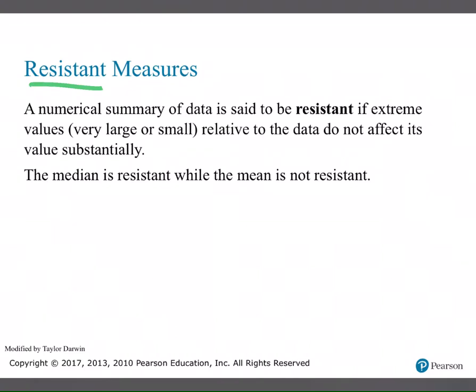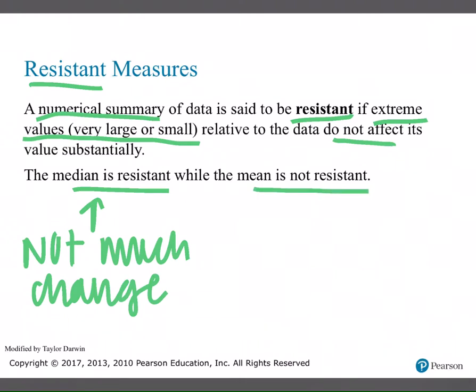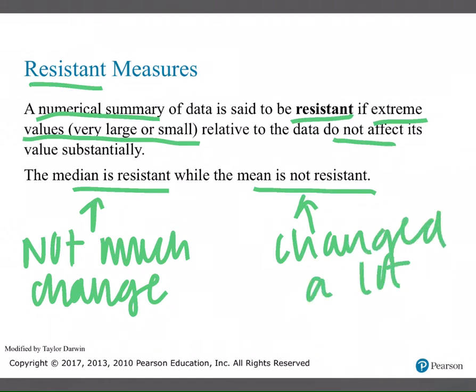This is called a resistant measure. So a numerical summary of data is said to be resistant if extreme values, whether that be large or small, do not affect its value. The median is resistant, right? It did not move very much. I'm going to say not much change to that extreme value that we saw, versus the mean, and it changed a lot. It went up because the extreme value was very large.